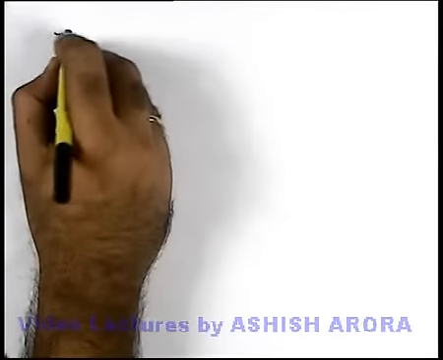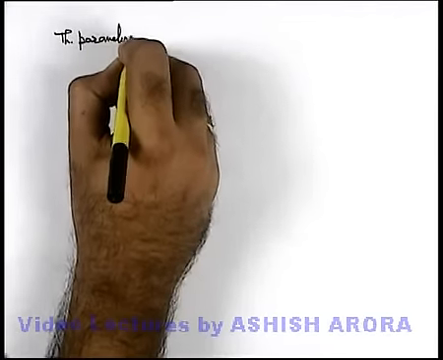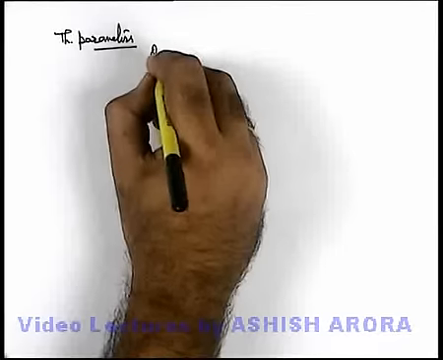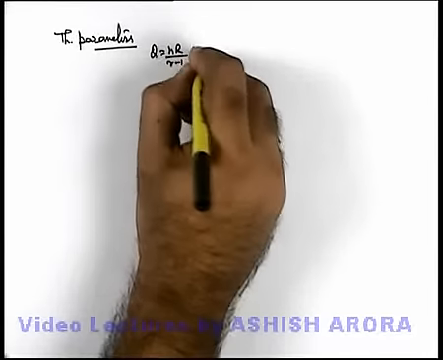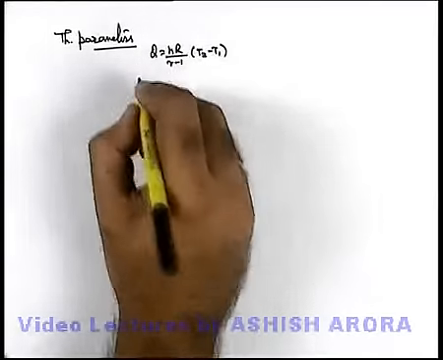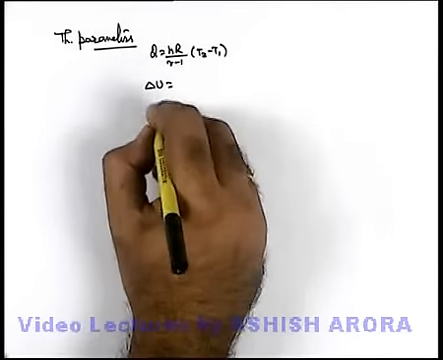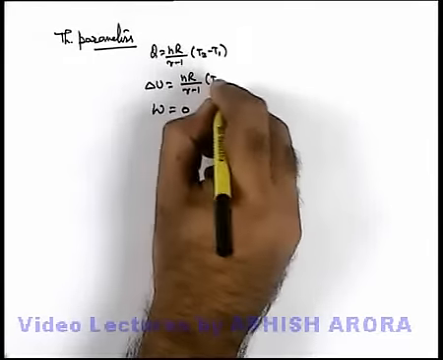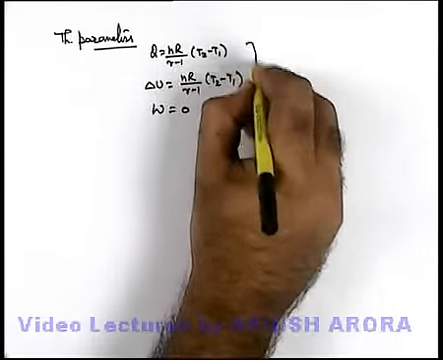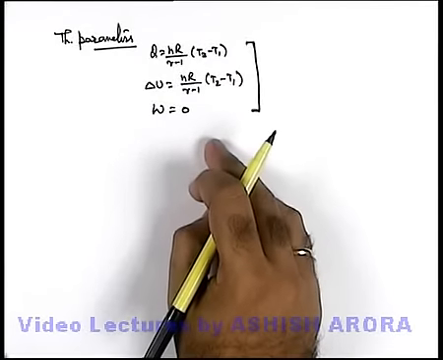Now, as discussed, we can directly write all thermodynamic parameters for an isochoric process. As we have discussed, the heat supplied is nR by (gamma minus 1) (T2 minus T1). If we find the internal energy change, it is equal to the heat supplied, because work done here is equal to 0, so this can also be written as nR by (gamma minus 1) (T2 minus T1). So these are the three thermodynamic parameters involved with an isochoric process.